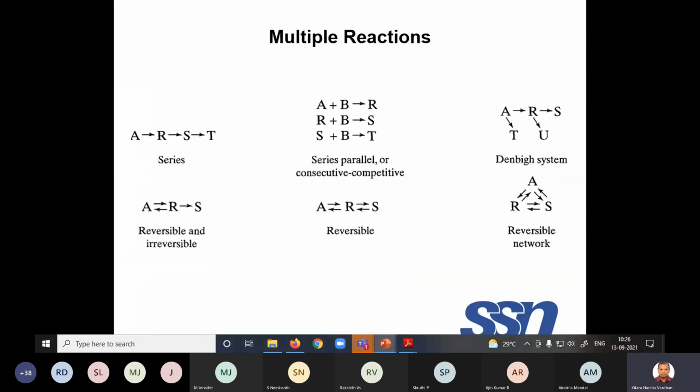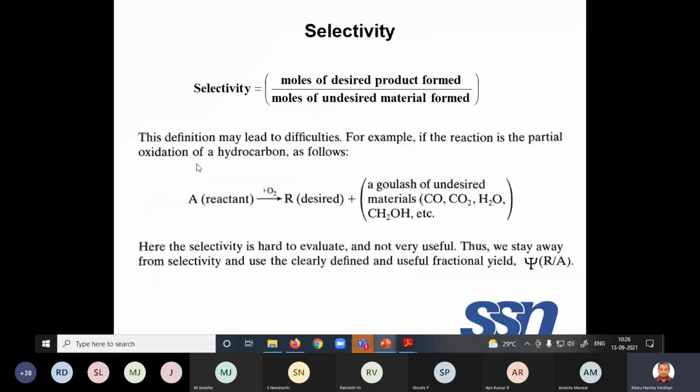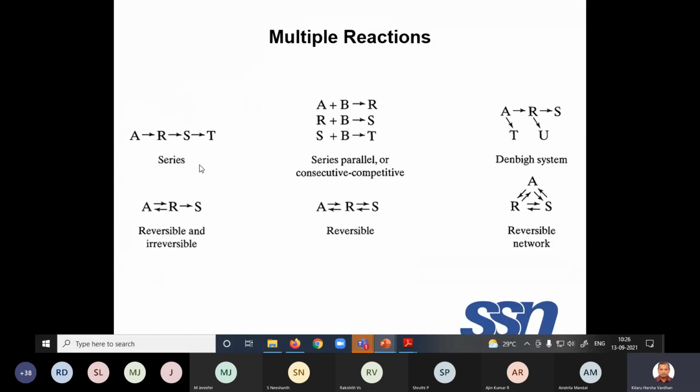Here there are multiple reactions in series. We did parallel. There can be multiple reactions like this also. This is a series reaction. Again, this is the series-parallel combination. This series and parallel system is called Denbigh, because this scientist Denbigh gave a lot of formulas for this kind of series and parallel combination. These are all only for irreversible reactions, and if it is a reversible reaction, it becomes still very difficult. It's not that easy to do.